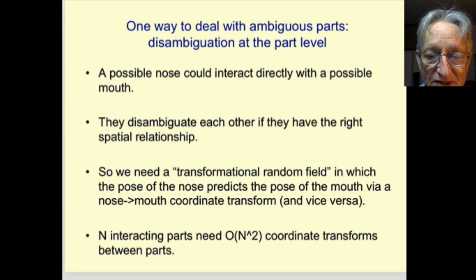And if that kind of mouth exists, the mouth would then need to send back a message which does the inverse coordinate transform to say, well, I'm not quite what you wanted. I have this pose, and so I confirm that there ought to be a nose with this pose a bit like what you wanted, but not exactly the same.